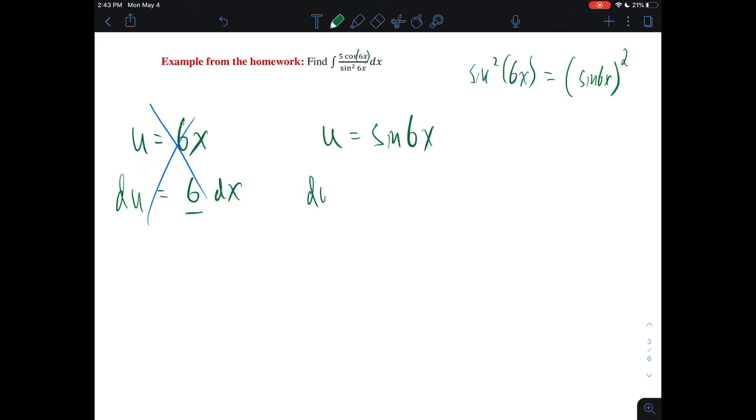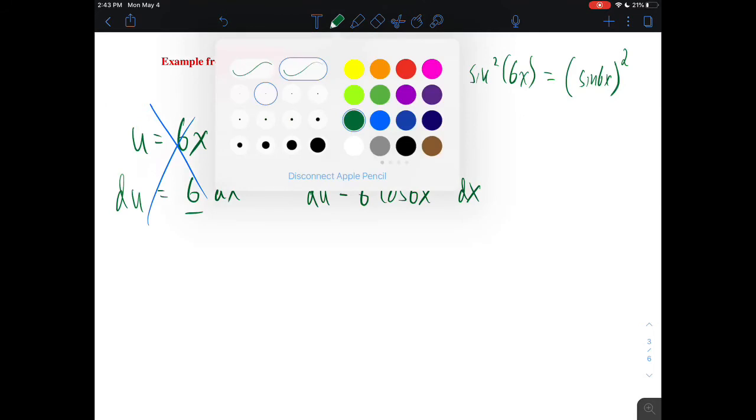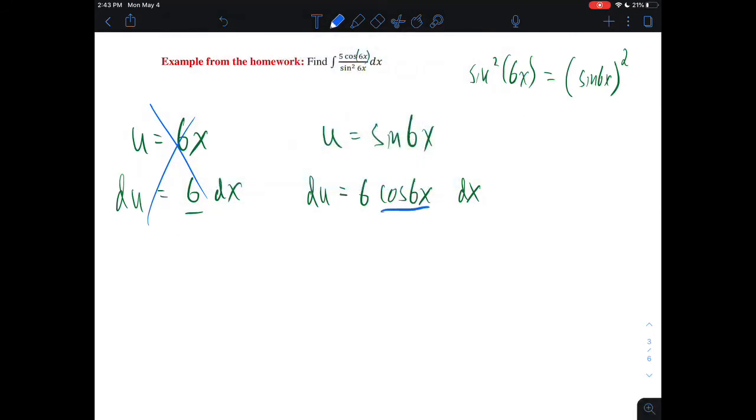So du, the differential, is equal to the derivative of sine 6x, which would be cosine 6x, and then times, by the chain rule, the derivative of 6x, which is 6. But I'm going to write that 6 out front, and then I need my differential dx. So now notice we have what's in the numerator, cosine of 6x. And it doesn't matter that the 5 is not there. Remember, constants can always be dealt with by factoring out or multiplying and dividing if I need to work around with those constants. What I'm really focused on is I need to get the function.